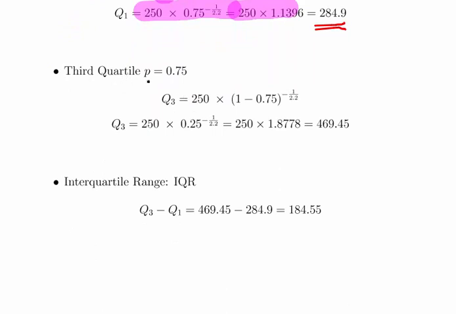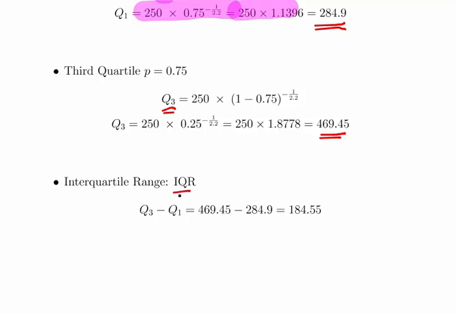Third quartile, p is equal to 0.75. So we have 250 times 1 minus 0.75 to the power of minus 1 divided by 2.2. And again, Q3 there, third quartile, 75th percentile. Again, I'm not being exactly perfect with notation. So that is 250 times 0.25 to the power of minus 1 divided by 2.2, which is 250 times 1.8778. So the third quartile there is 469.45.